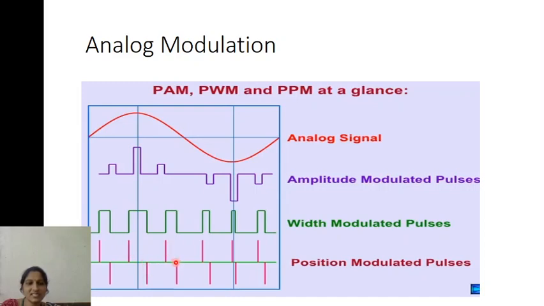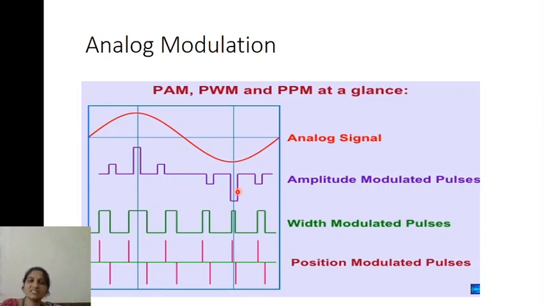So this is indicating the starting and ending of each of the pulses' positions. So this is called pulse position modulation. Okay. This is about the analog modulation. So in the analog modulation, there are three types of modulation. Those are pulse amplitude modulation, pulse width modulation, and pulse position modulation. So these are all about the pulse and analog modulation.